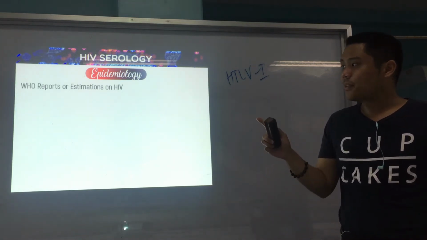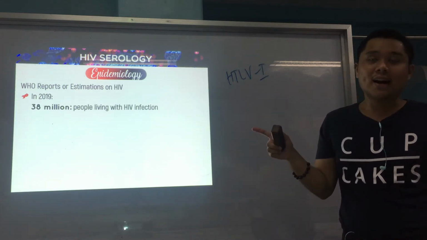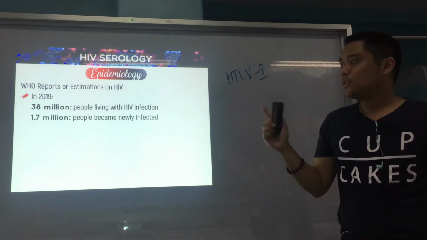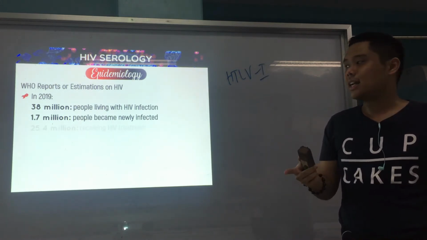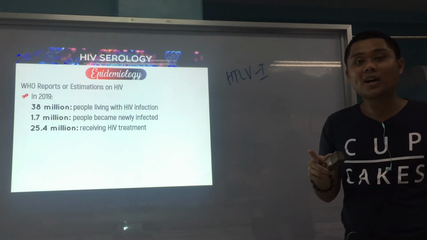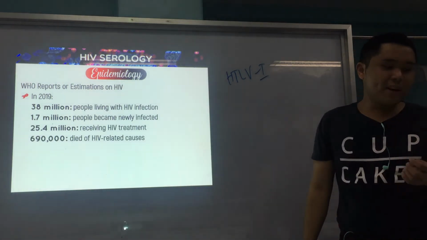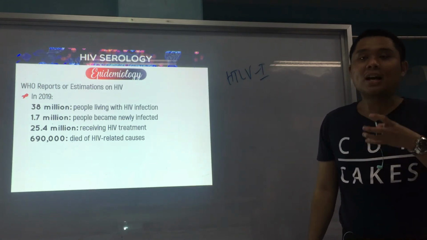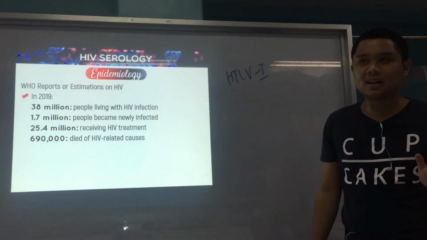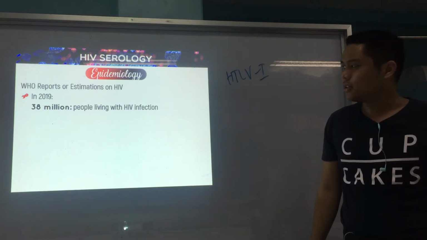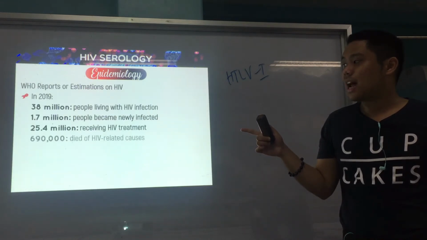And recently, in 2019, pinaka-recent ako nakitaan, 38 million are living with HIV. 1.7 million became newly infected in the year of 2019. And 25.4 million now are receiving HIV treatment. And as you can see, those that have died of HIV-related causes, there's a significant decrease compared to 2015. 2015 is 1.1 million. Now, it's only about 690,000.